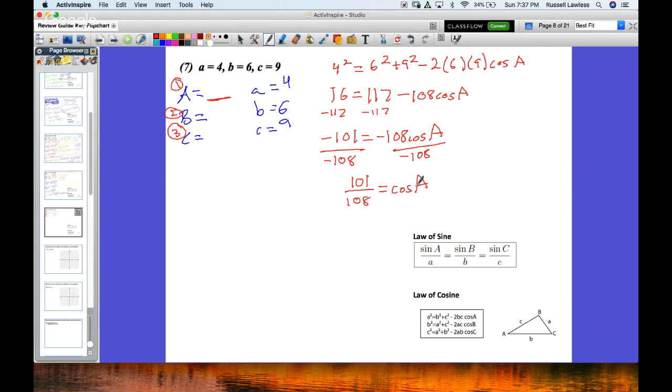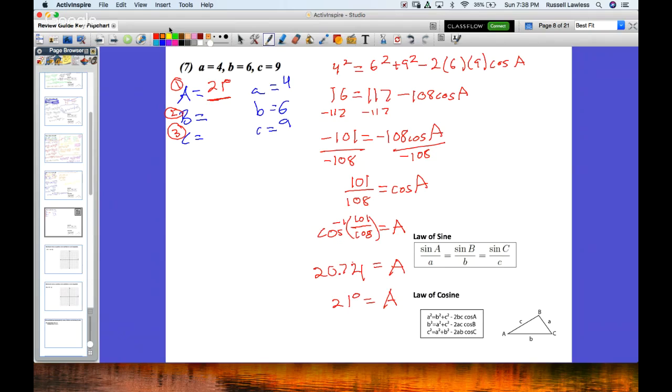So to find A, we really need to take the inverse cosine of that fraction. And when we do that, we'll find out A is going to be equal to 20.74. But we really don't want rounded numbers for angles. I just like a nice even number of 21 degrees. So that's how you find the first one.